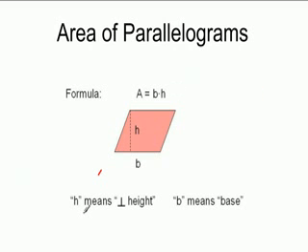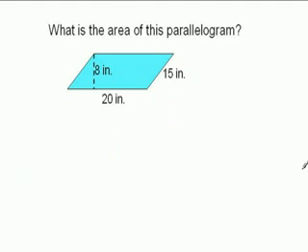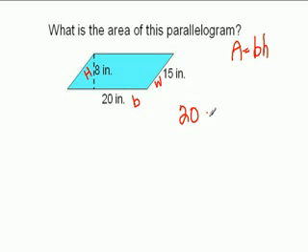Alright, area of parallelograms. Well, the area of a parallelogram is the base times the height, and the height will usually be given here in this dotted line. So if we have this, it says what is the area of this parallelogram? Well, this is base or length, width, height. So it's area equals base times height. So that would be 20 times 8, which is 160.